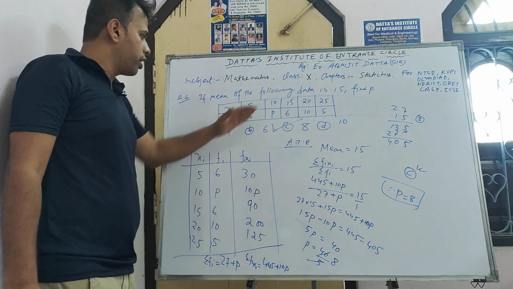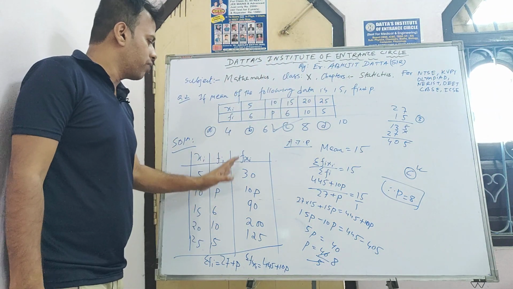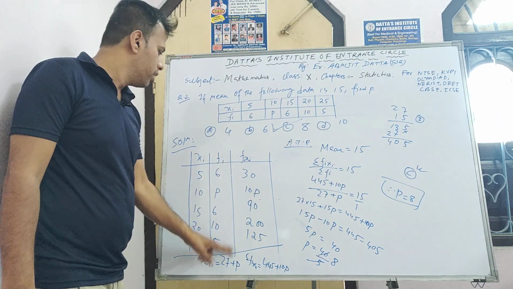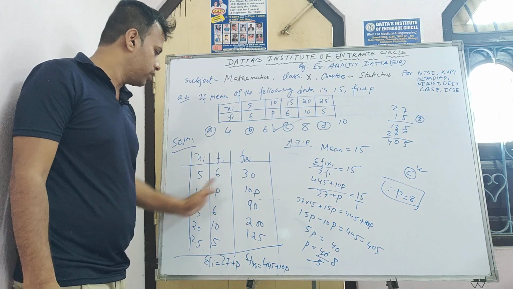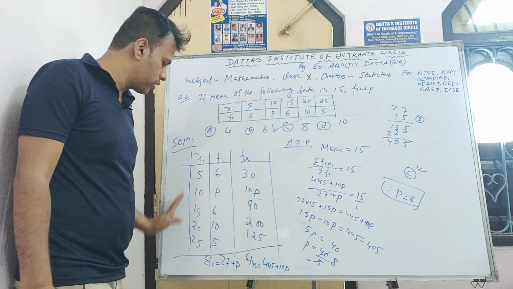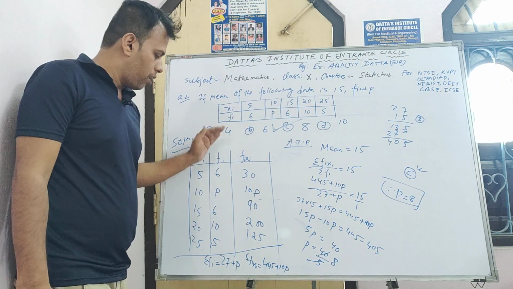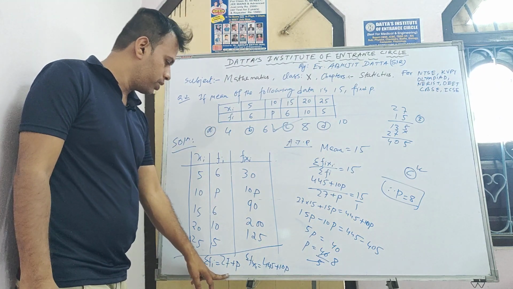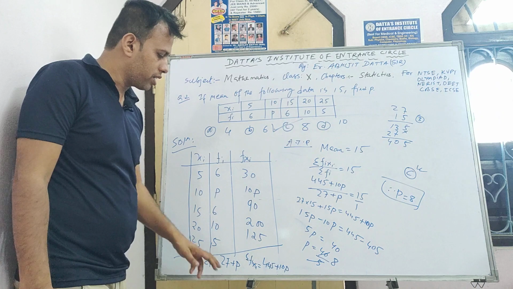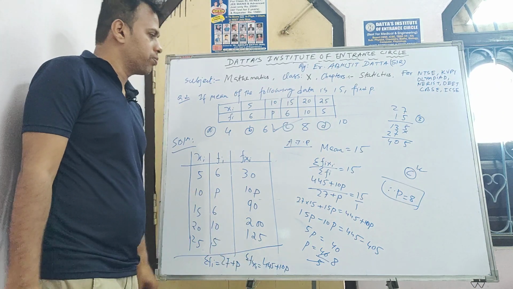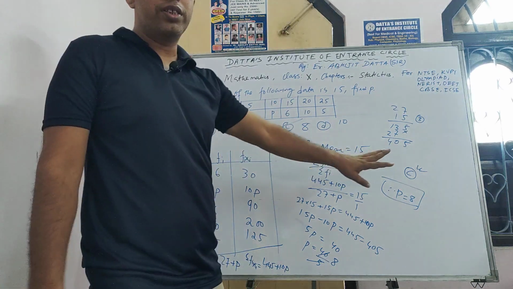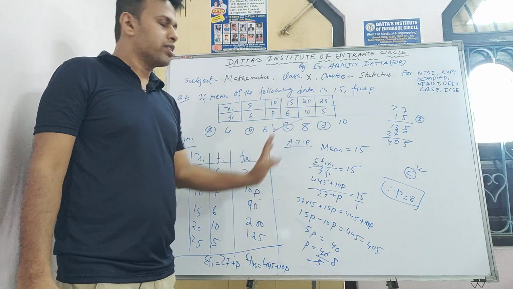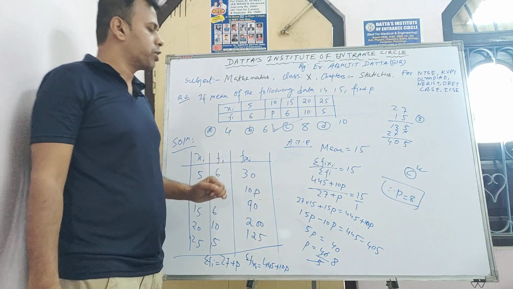So I write this down, and after that I find f and fx, the summation of fx, where I multiply each observation with its corresponding frequency. After multiplying, the summation of f comes to 27 plus p, and the summation of fx comes to 445 plus 10p. After that I use the simple formula: the mean is given as 15, and the formula of mean is summation of fx by summation of f.